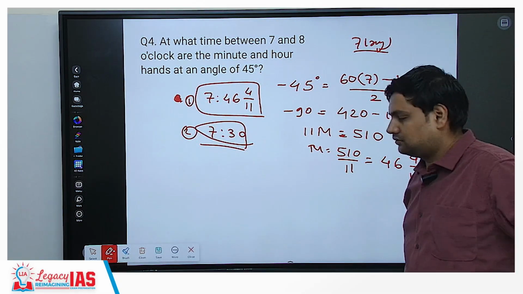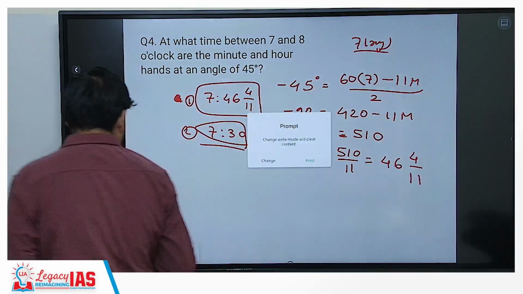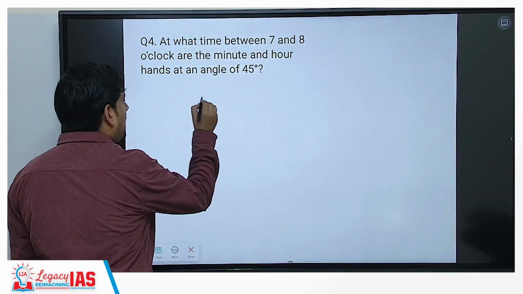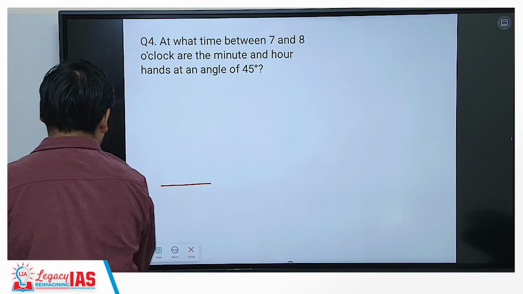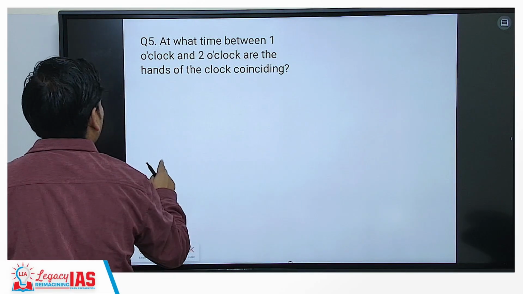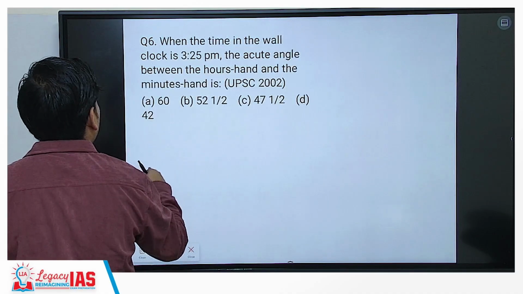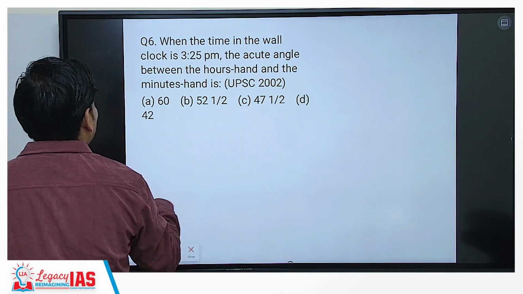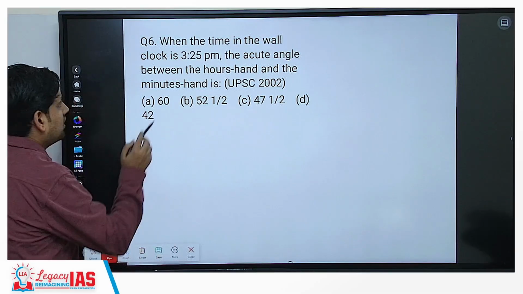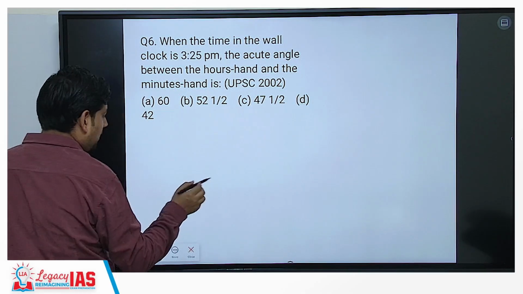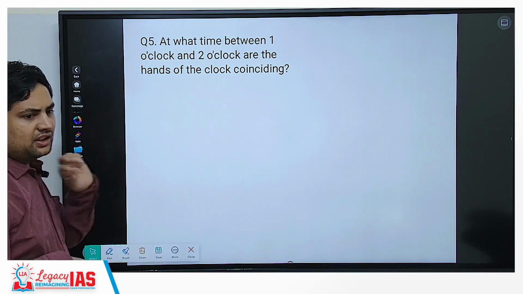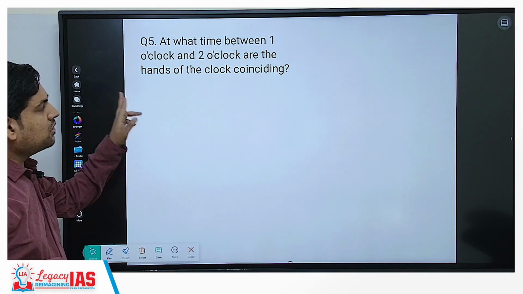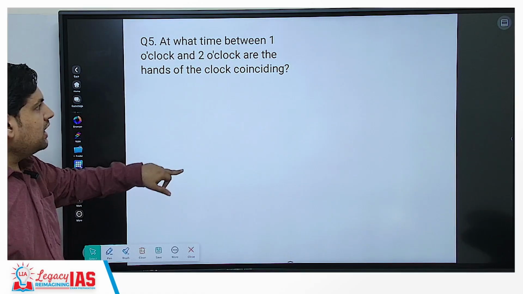Now be very clear. If I ask you, so there must be a question also for that. Yeah, let's do this question. This question we had already done: at what time between 1 o'clock and 2 o'clock are the hands coinciding? That I took as an example. What you got was 1 hour 5 minutes 5 by 11.